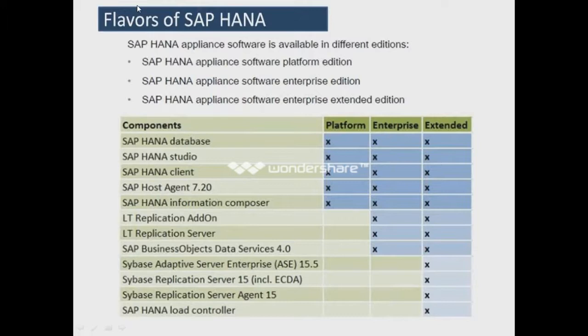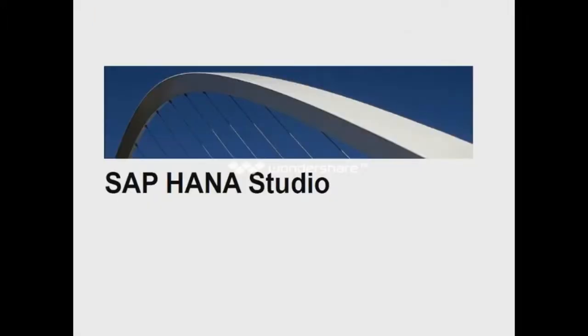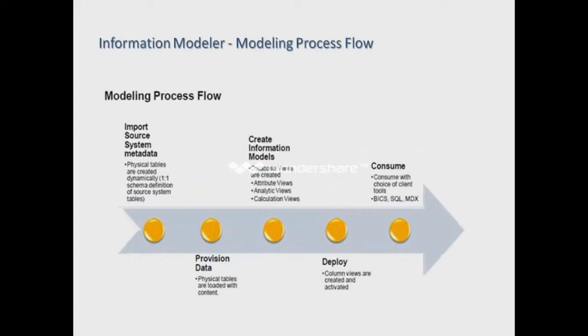Then on top of the tables, we can create our own information models depending on our report requirement. Those are called database views. We have three types of database views: attribute views, analytical views, and calculation views. When we start working with HANA Studio, we will see everything hands-on: how to create attribute views, what exactly an attribute view and an analytical view are, and what a calculation view is in detail. After creating these views, we deploy them. Column views are created and activated automatically.